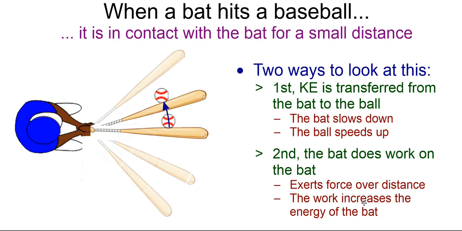All right, so we'll wrap up here by saying that objects can transfer energy from one to the other. Often it involves one slowing down and one speeding up. And the second thing is we can look at that same thing as one object doing work on the other object, and thus increasing its energy.